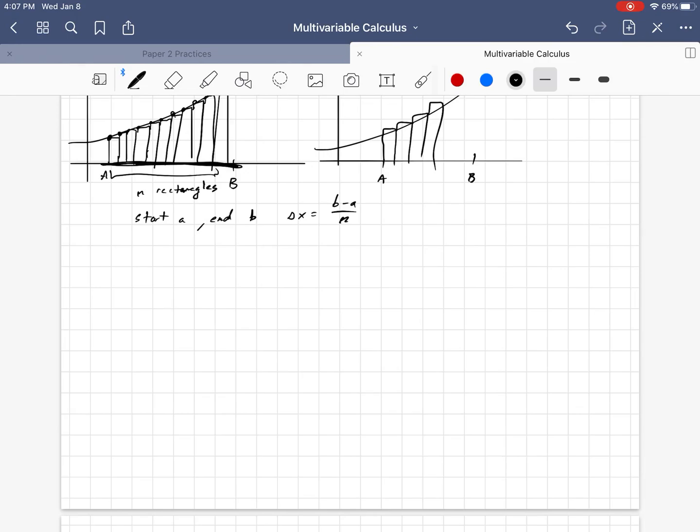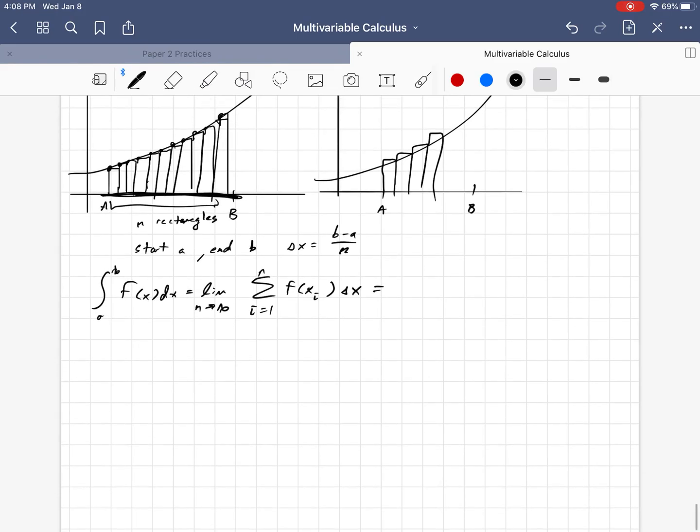Now, in the textbook, you may have seen that the integral from a to b of f of x dx is equal to the limit as n increases without bound of the summation from i equals 1 to n of f of x sub i times delta x. This is a slightly compact way of writing it, in that we can do better than this. So first of all, let me just explain some of the variables here.